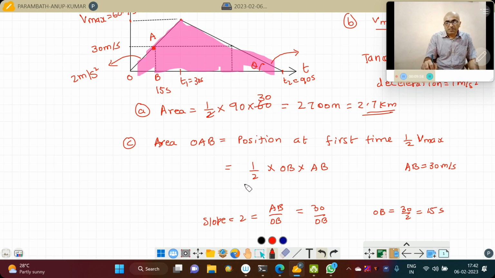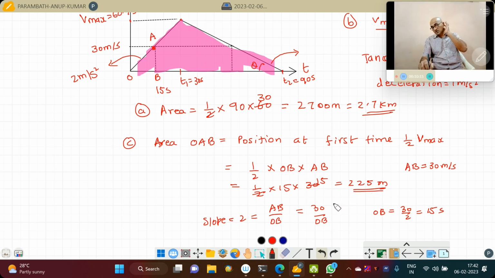So applying in this, half into 15 into AB is 30. So this 2 cancels, 15. Therefore 15 15s are 225. At 225 meters, I am going to get the first time half maximum speed of 30 meters per second.